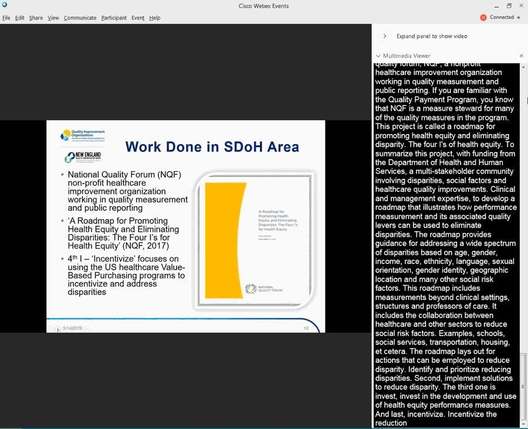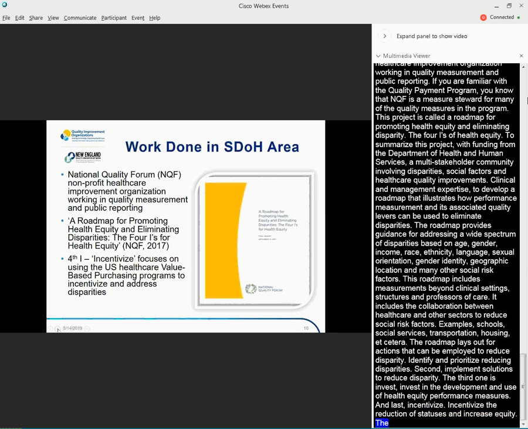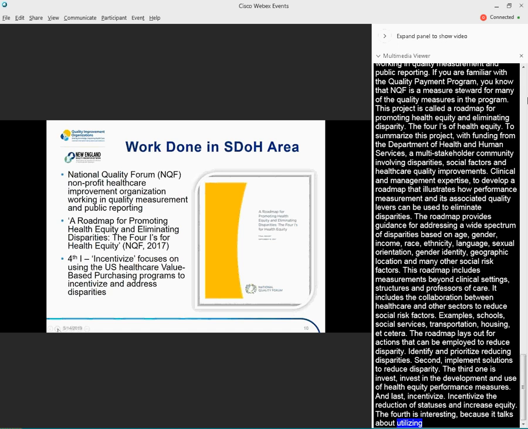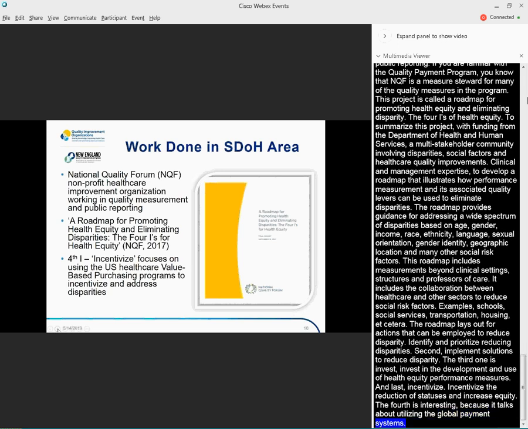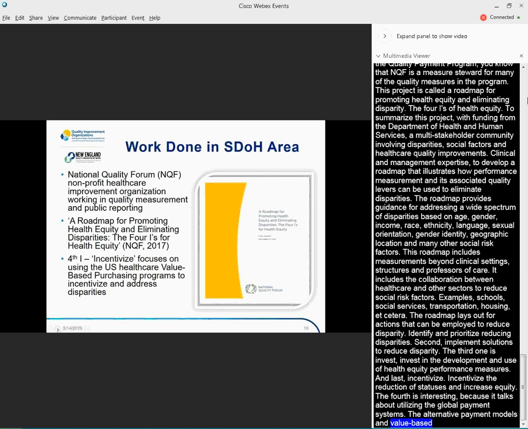And the 4th I is particularly interesting because it talks about utilizing the growing adoption of global payment systems like APMs, alternative payment models, and accountable care organizations, ACOs, and value-based purchasing programs in the U.S. healthcare system to better address disparities and incentivize the achievement of equity.